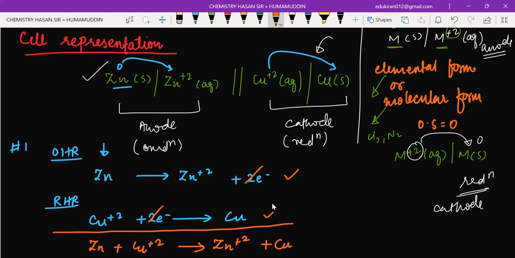Yes, sir. I will give the example. First, you are going to write it. You know what this representation is, this double slash is your salt bridge.